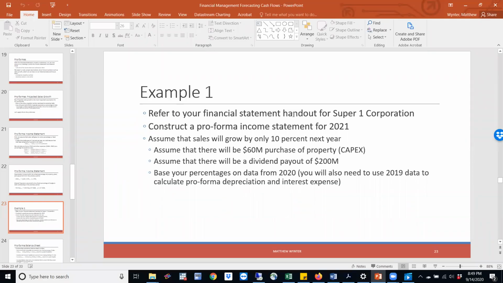Okay, let's do an example of solving a pro forma financial statement. So refer to your financial statement handout for Super Corporation 1. We're going to construct a pro forma income statement for 2021. Here are going to be our assumptions.